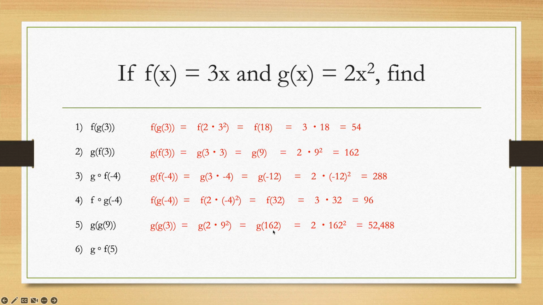And then it goes to g again, which takes the 162 and squares that because it's the input, multiplies by 2, and that works out to 52,488. Okay, let's see you try g of f of 5, our last composition question.